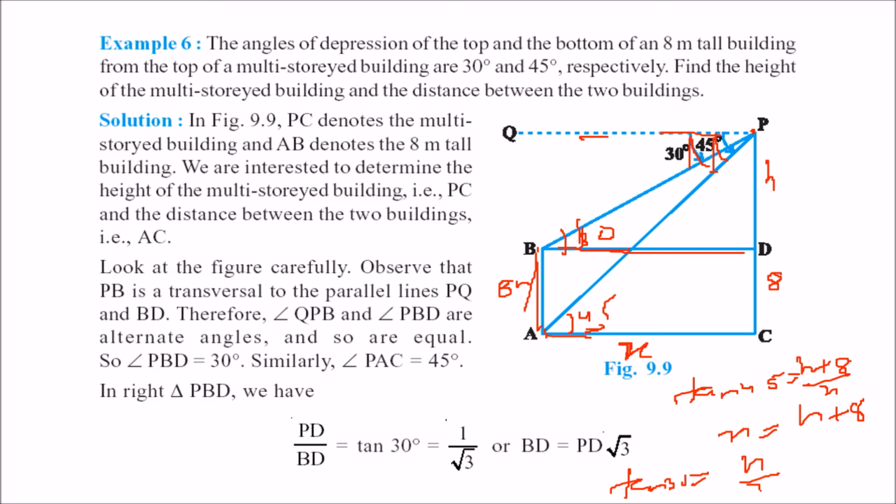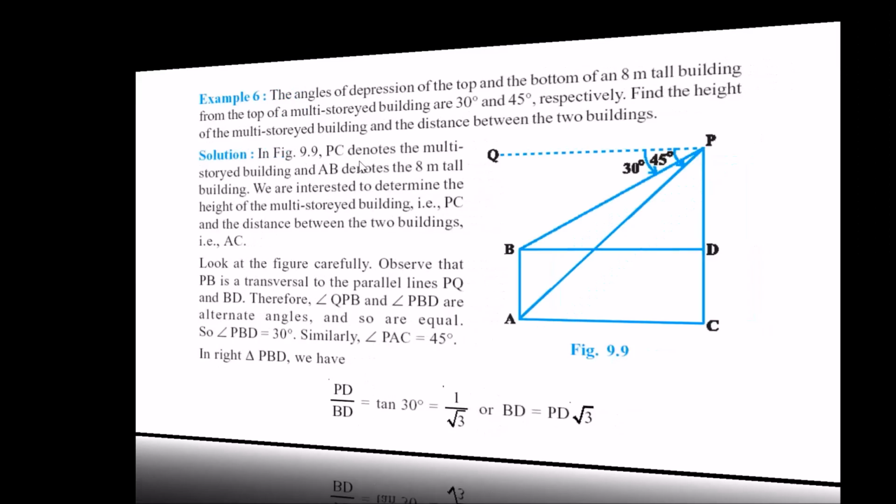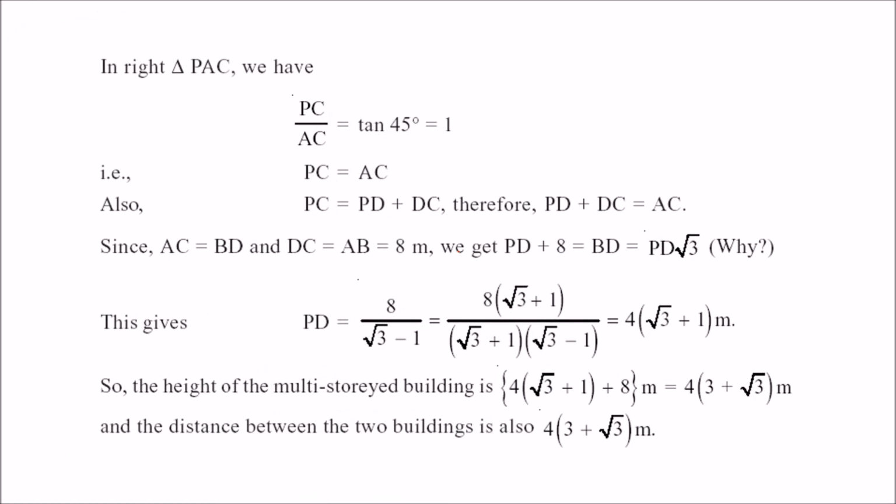So we'll place one equation in the other and let us see how to solve it. So this will be 8 plus h, and this PD can be easily found out, that PD is equal to AC. So this is 8 by root 3 minus 1. If you solve it, the way I explained, you can easily find out the distance and the height of the building.